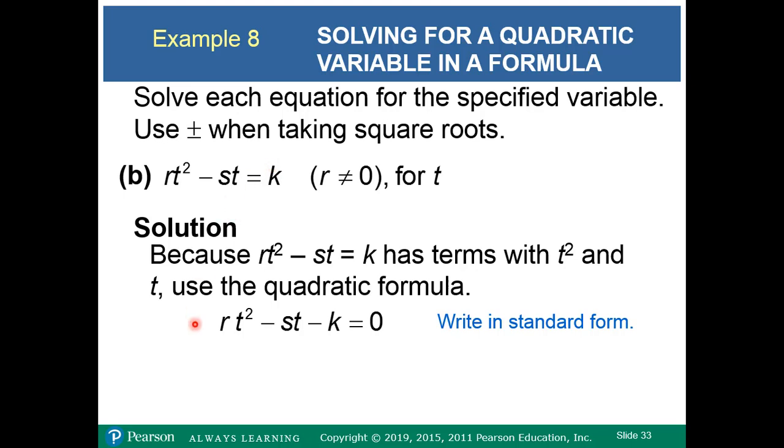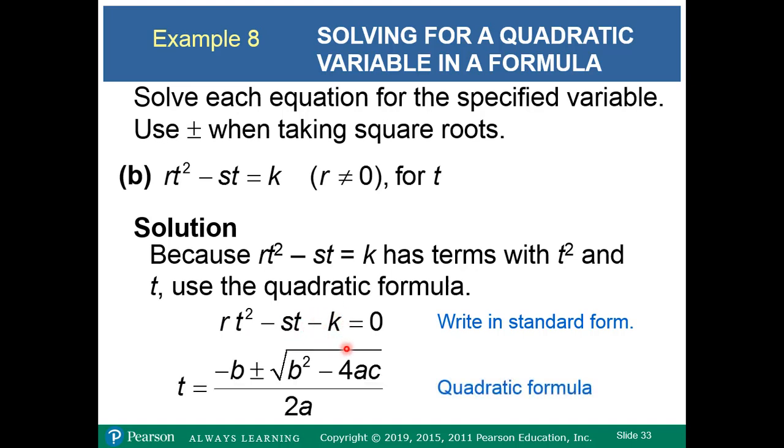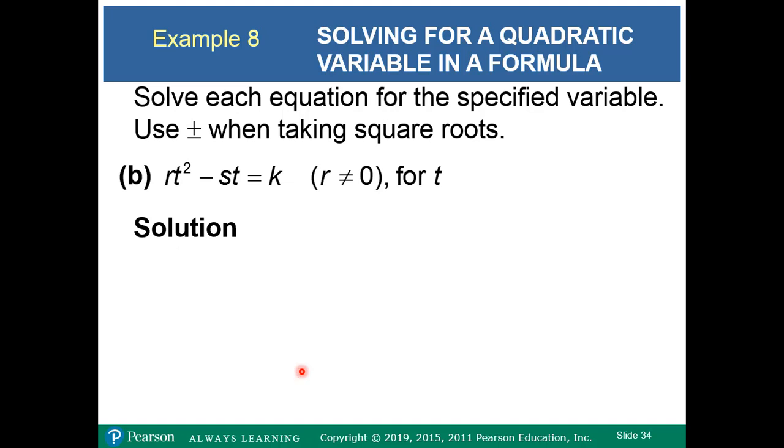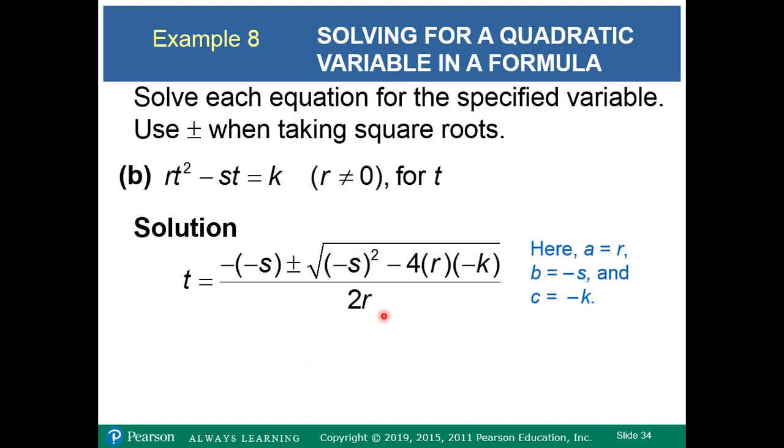Where a is equal to r, b is equal to negative s, and c is equal to negative k. So here's our quadratic formula. And in this case, the independent variable is t. So instead of x, we'll have t. Don't forget that. And so now b is negative s. So wherever we have a b, we're going to substitute negative s. And so be careful. Okay? So make sure you put it in this way.